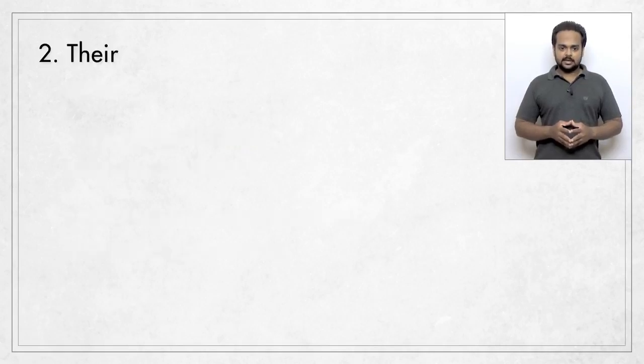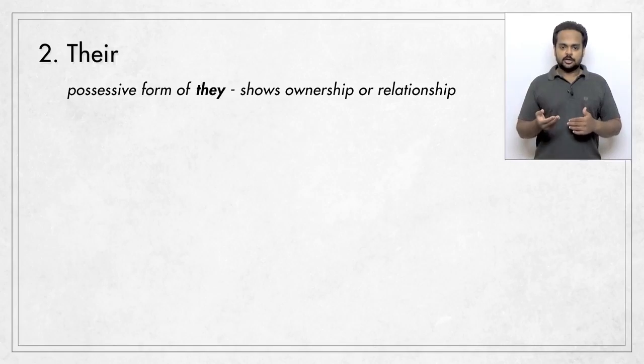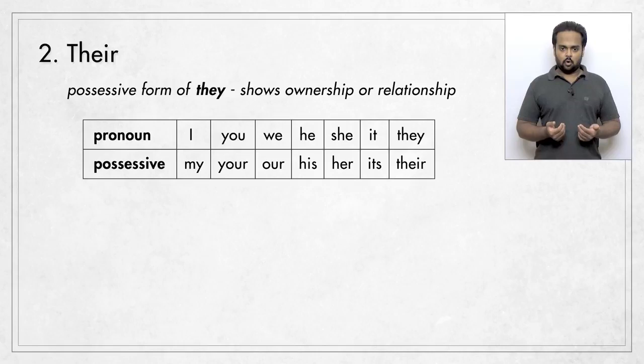Let's move on to the second word, there, spelled T-H-E-I-R. This word is the possessive form of they. What does possessive mean? Well, it means that the word shows ownership or relationship. Here's a chart showing these forms.